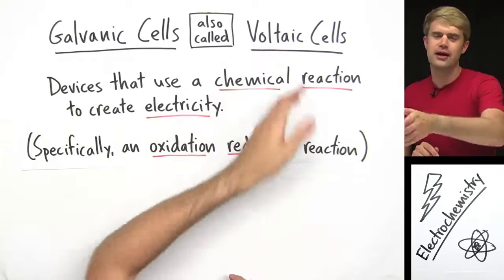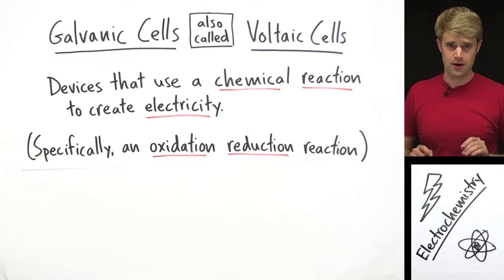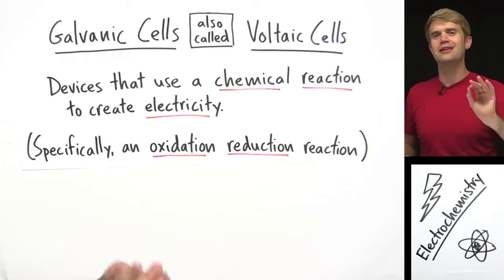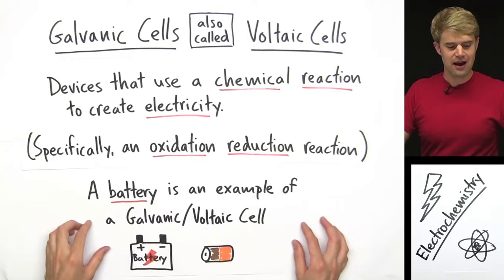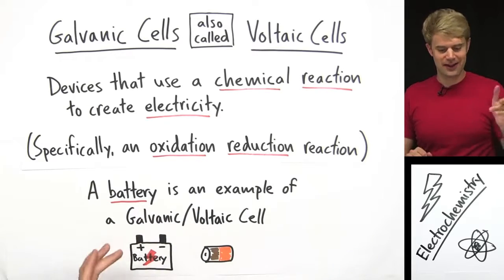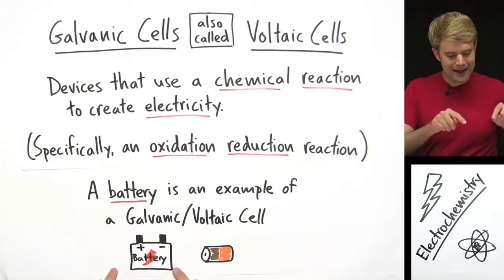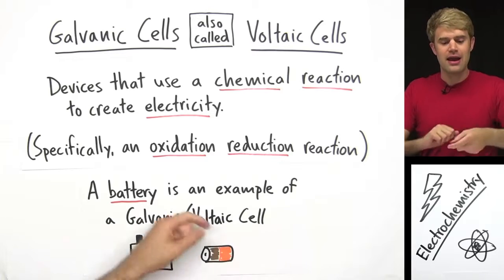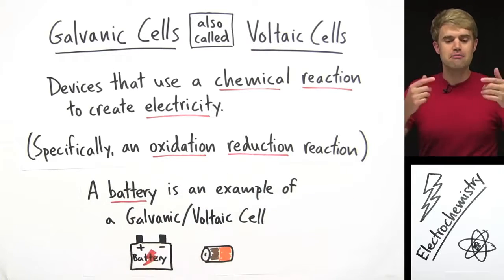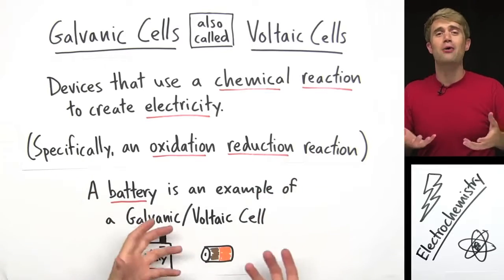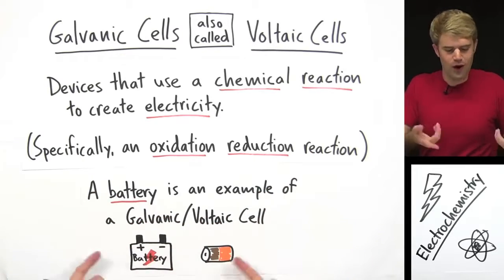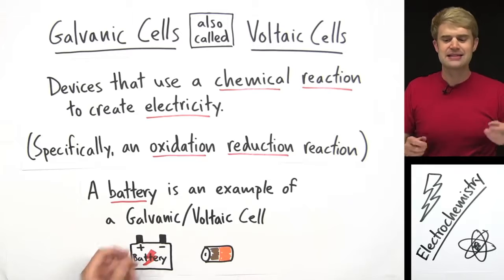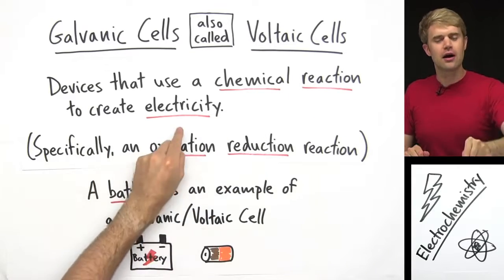Now, galvanic or voltaic cells may be totally new terms for you, but I'm willing to bet that you use these devices almost every single day of your life. And that's because a battery is an example of a galvanic or voltaic cell. There are chemicals inside batteries, and those chemicals react together in an oxidation-reduction reaction that makes electricity. And this is what powers your cell phone or your flashlight or whatever the battery is hooked up to. So let's learn more about these devices and see how a chemical reaction can create electricity.